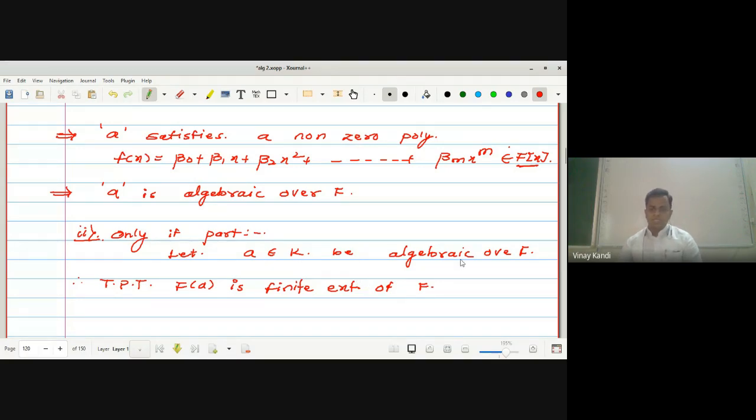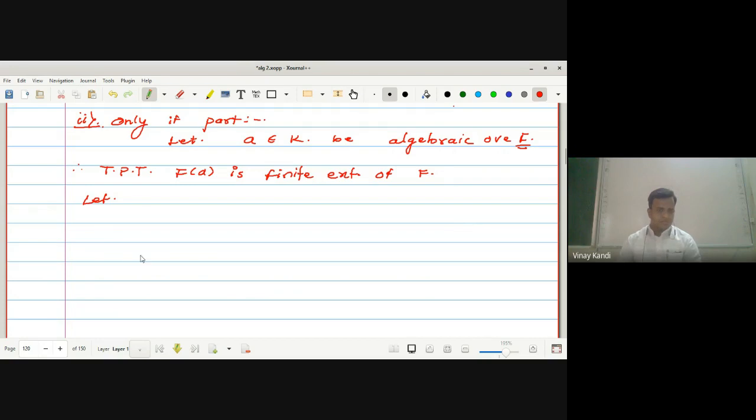What does a belonging to K being algebraic over F mean? A polynomial exists over F[x]. And F(a) over F being a finite extension, what do we have to show? We have to show its degree is finite, F(a) over F. Okay, so to prove that F(a) is a finite extension of the field F. Now, let a belonging to capital K be algebraic of degree n over F.